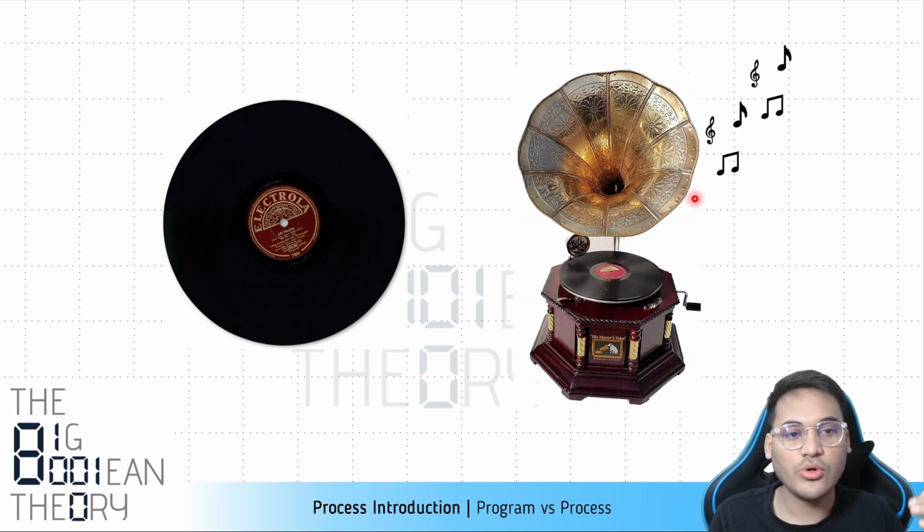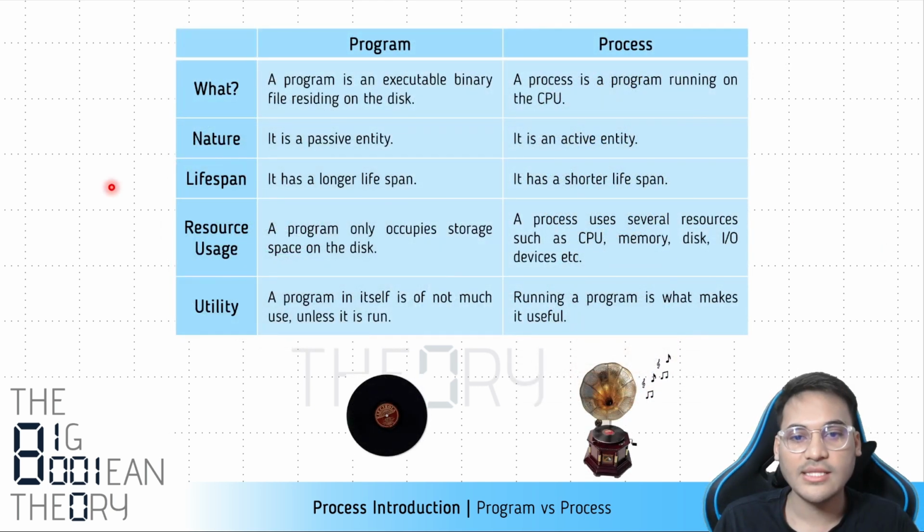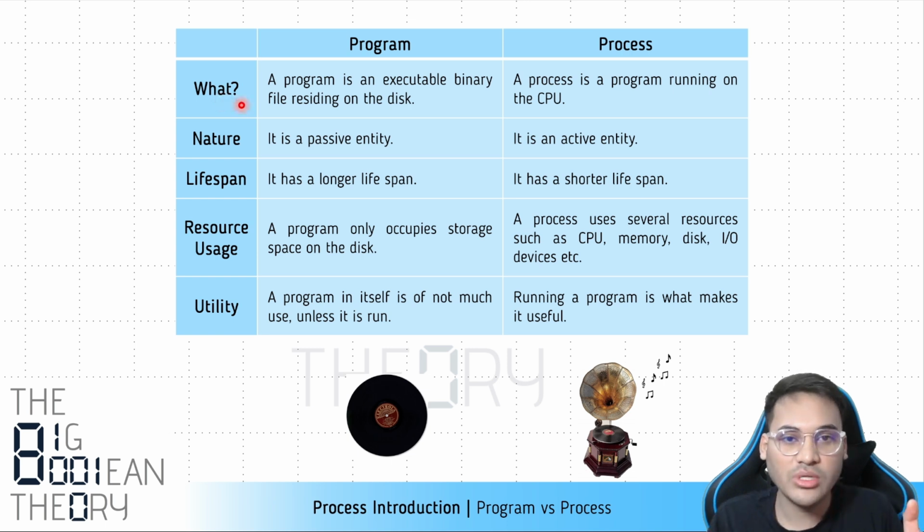Let's look at some more differences between a program and a process. So this slide contains all of the differences that we want to talk about between a program and a process. The first two differences we have already looked at, but I'll quickly recall them once again. The first difference is about the definition, right? So what is a program? A program is an executable binary file residing on the disk, whereas a process is a program running on the CPU. So as you can see, the program is just a file.